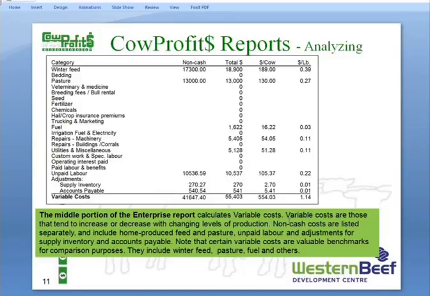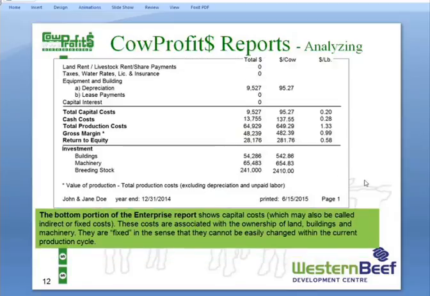Now the middle portion of the report are the expenses, the costs. In this case, they're the variable costs, and these are the costs that tend to increase or decrease with changing levels of production. So more cattle, more winter feed, more cattle, more fuel. And note that some of these variable costs are valuable benchmarks for comparison purposes. Winter feed per cow here of $189 is one example.